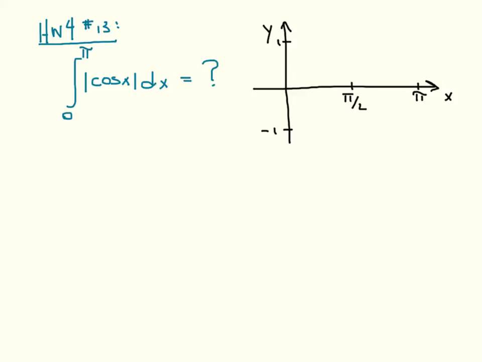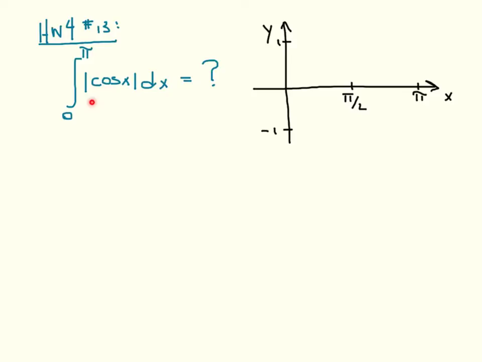Number 13 from homework 4 is kind of a strange example because it's asking us not for the definite integral from 0 to pi of cosine of x, but rather of absolute value of cosine of x. And I think going through this problem it'll be helpful to take a look at the graphs of cosine versus absolute value of cosine to really get a feel for what the problem's asking for.